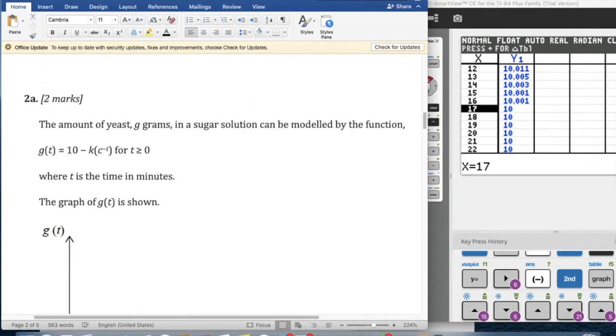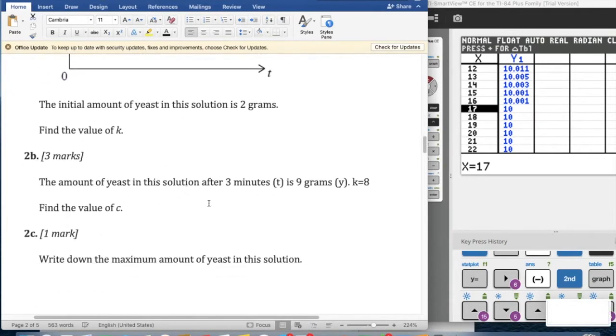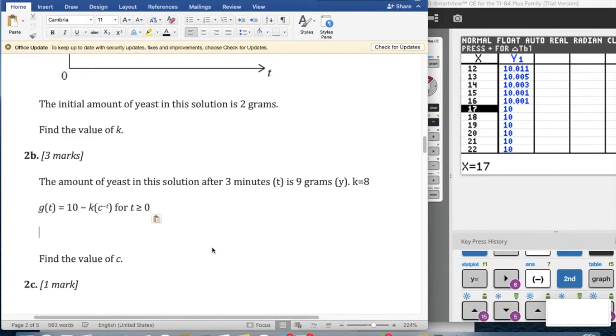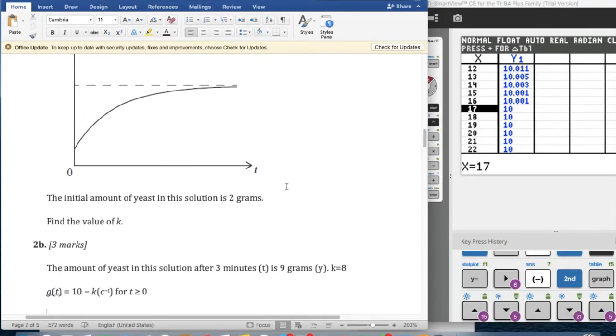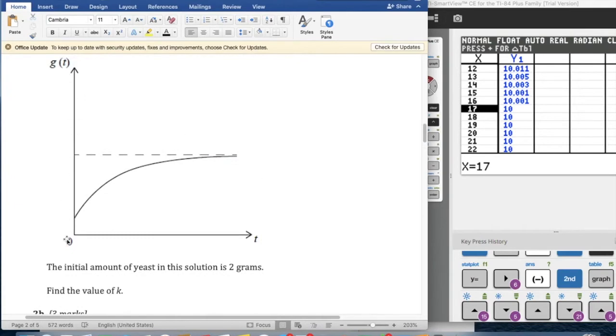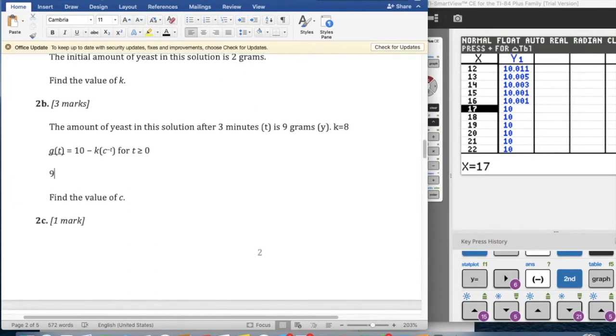So if we get the function, and we're going to copy the function, and we're going to move it down here, and we're just going to substitute in the relevant things. So the first thing we're going to do is substitute in g of t. G of t in this instance is going to be the weight, because we can tell that this y-axis is going to be the weight. 9 equals 10 minus 8 times c, which is what we believe we have to calculate, to the power of time, 3 minutes, minus 3.